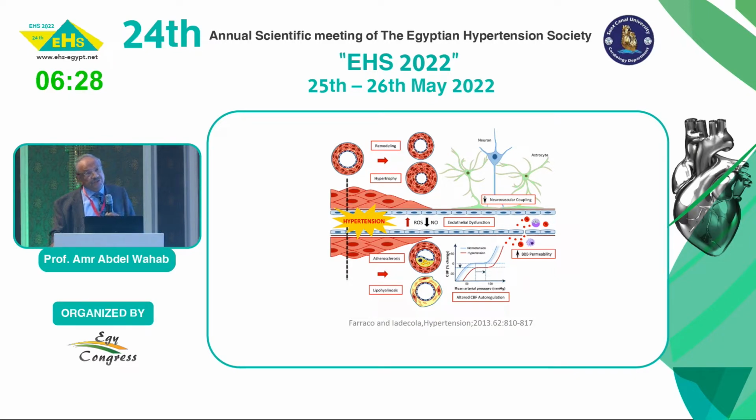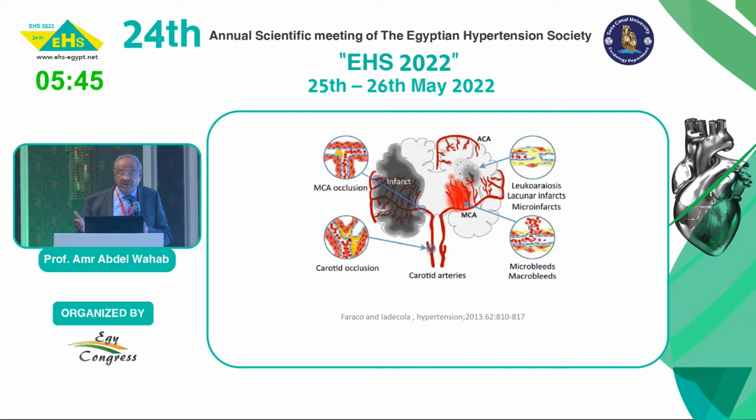Also, hypertension disturbs the blood-brain barrier. So there is increased blood-brain barrier permeability. There is endothelial dysfunction in diabetes and hypertension. Finally, disturbed neurovascular coupling. Neurovascular coupling means when an area of the brain is activated, it sends impulses to the vascular astrocytes and myocytes to induce vasodilation and increase cerebral blood flow. This mechanism is disturbed in both diabetes and hypertension.